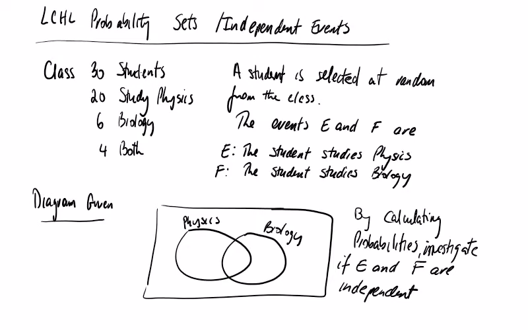Leaving Cert higher level probability questions, including sets and independent events. In this question, you're told that there are 30 students in a class, 20 study physics, 6 study biology, 4 study both. And you're given this diagram and you're told a student is selected at random from the class. The events E and F are: E is the student studies physics, F is the student studies biology. By calculating the probability, investigate if events E and F are independent.